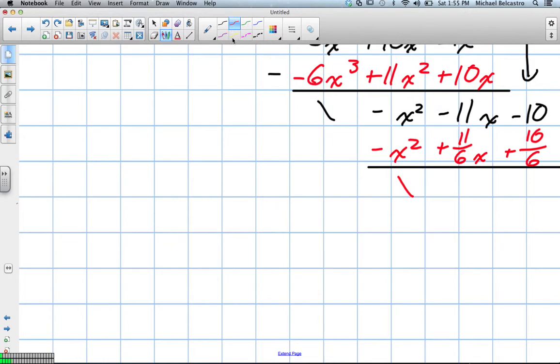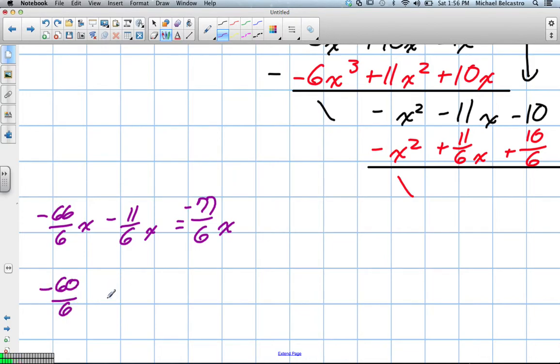So this again becomes a little more complex. We've got to put this as a fraction over 6. So I'm going to turn the negative 11 into negative 66 over 6x, and then we're subtracting 11 over 6x. Works out fine. We're going to get, over 6, negative 77 over 6x. And for our other one, again, I've got to put the 10 over 6. So I'm going to get negative 60 over 6, and that's going to be subtract 10 over 6, which will give us negative 70 over 6. So this will be negative 77 over 6x minus 70 over 6.